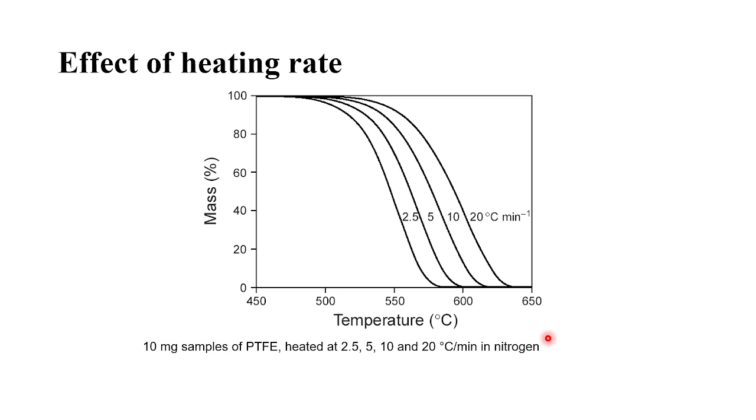Now here it is also important to highlight the effect of heating rate. Since this is a kinetic phenomenon, the mass loss during the different reactions or different degradation depends on the heating rate. The temperature at which the mass loss actually takes place will change. With a higher heating rate, the temperature corresponding to different mixtures will be shifted towards the higher temperature.